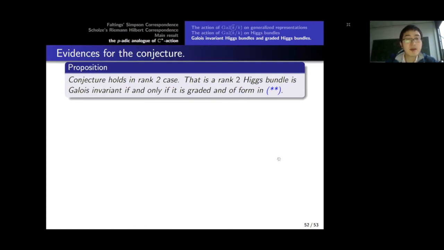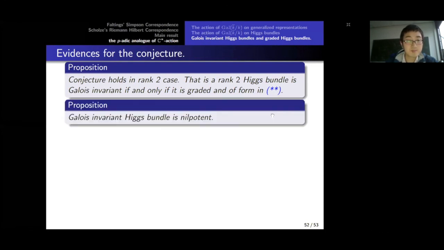Next, we have two pieces of evidence for the conjecture. The first one is this proposition. The conjecture holds in the rank 2 case, which means a rank 2 Higgs bundle is Galois invariant if and only if it is graded and of the form in that formula. And the second piece of evidence is this proposition. Every Galois invariant Higgs bundle is nilpotent.